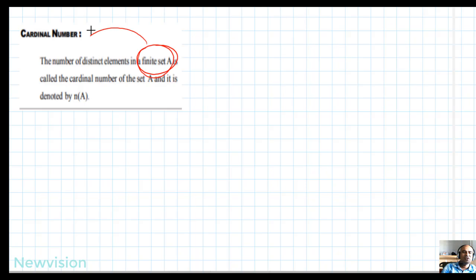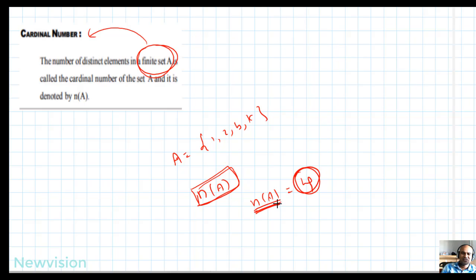Cardinal number is defined only for a finite set. For example, set A is given as 1, 2, b, k. Now the cardinal number of A is denoted by n of A. n of A is a whole number. That whole number represents how many elements are there in the set A. So that is called its cardinal number. For this example, n of A equal to 4. 4 is called the cardinal number of this set.